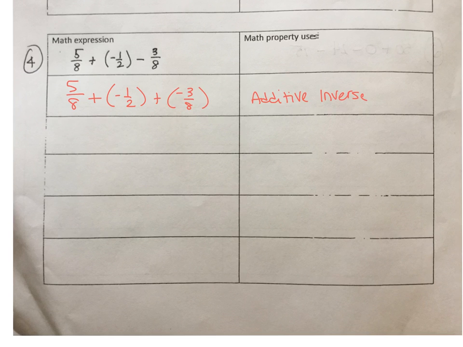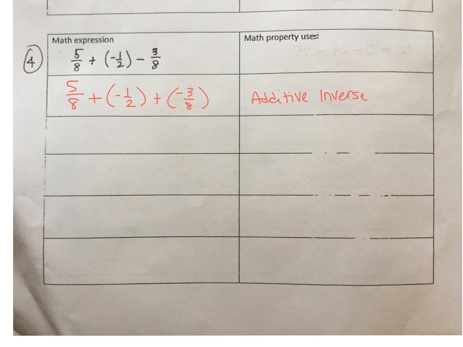Okay, so you should have put 5/8 plus negative 1/2. That did not change. The thing that changed was the minus became addition, and you took the opposite of the 3/8. So you should have plus negative 3/8. That right there is the additive inverse. Now from here, again, we do not have to perform the commutative property because they're already in an order that we're comfortable with. All we have to do now is group, and I want to group.